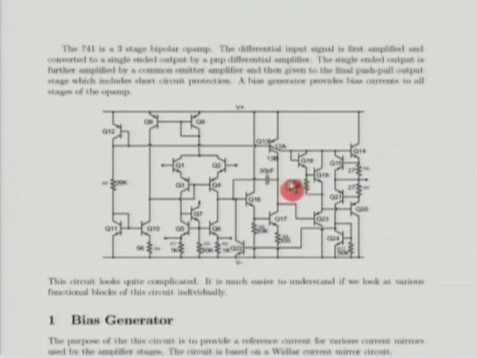For all of these to work, you need to generate appropriate biases, and there is a bias generator circuit which does precisely this. In addition to that, there is short circuit protection in this, so that if you by mistake short circuit the output, the circuit should not blow out. So that is a safety feature. Let's look at various components of this circuit and look at their functionality.